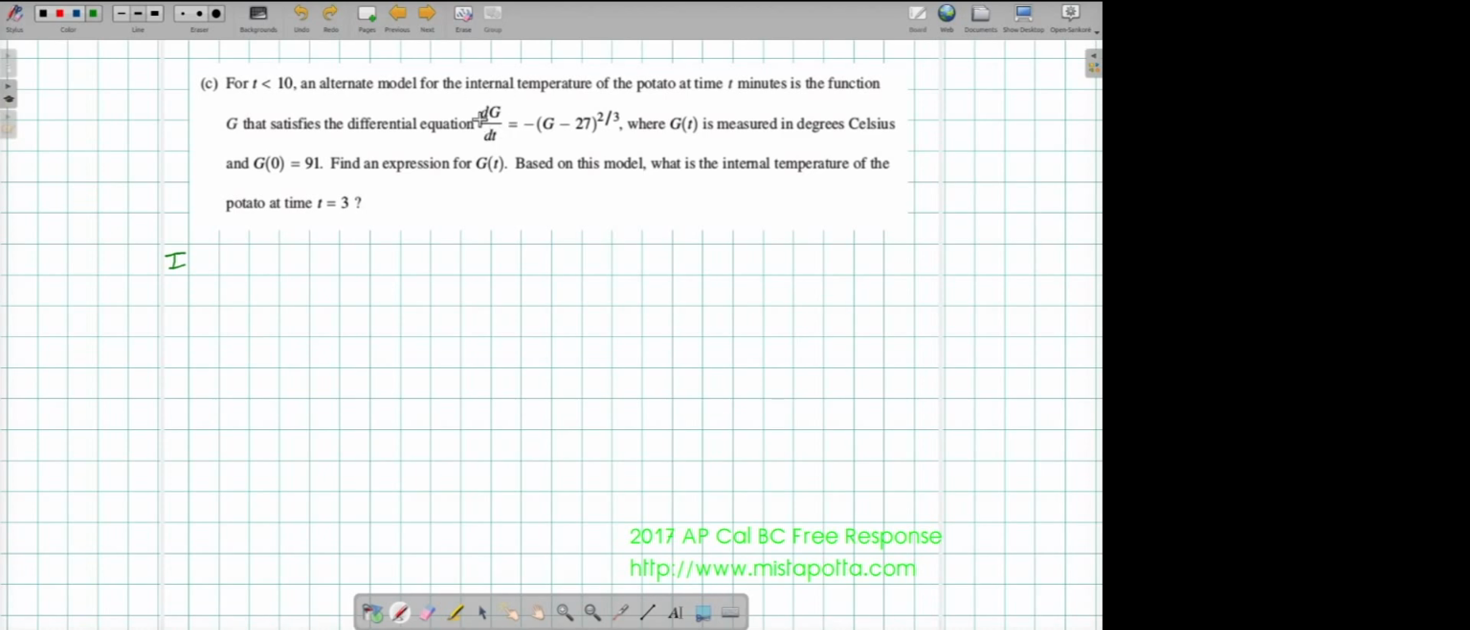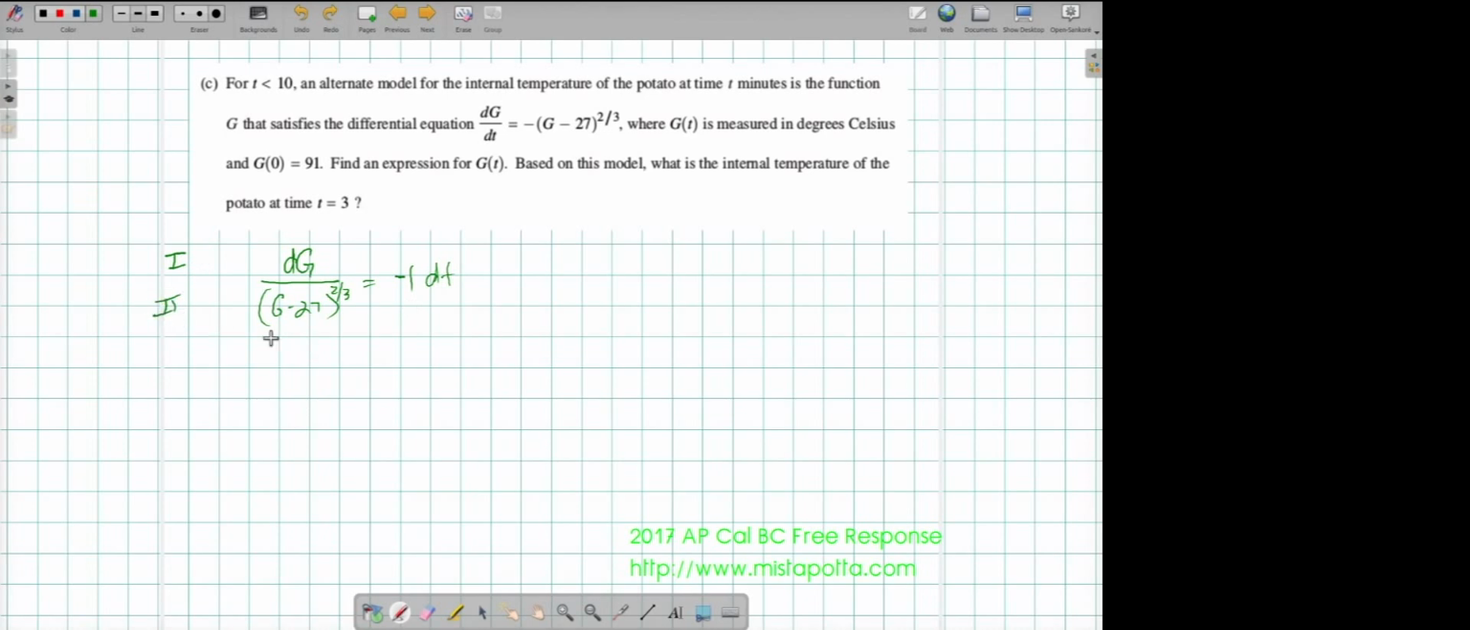I want to make sure all of my dependent variables are on one side, my independent variables are on the other side. So g is my dependent variable. I want to move this (g minus 27)^(2/3) over to the left side. And that means all I'm going to have on the right side is a negative 1 dt. So that's my first step.